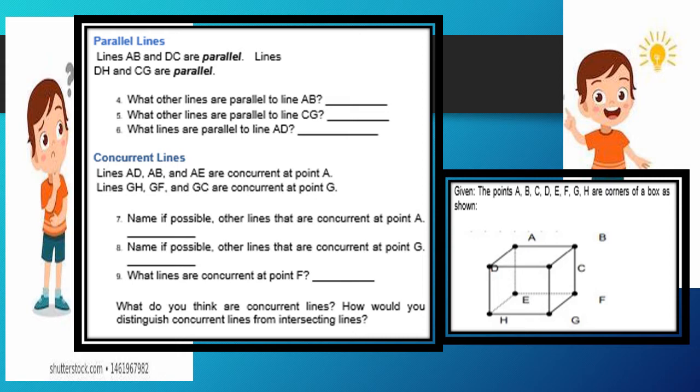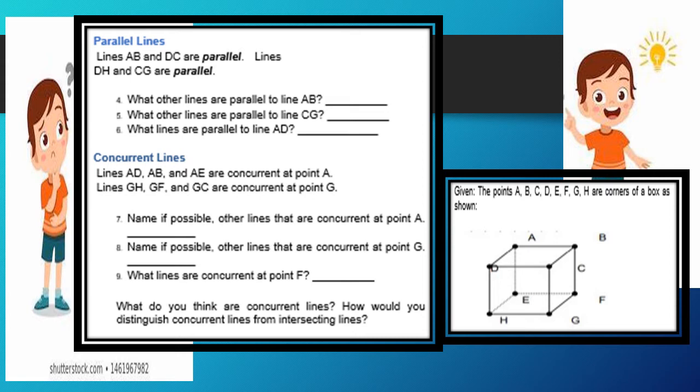We can also have DA, EA, BA. Now, let's proceed with number 8. Name, if possible, other lines that are concurrent at point G. We have EF, rather FG, then CG. We also have HG. Number 9, what lines are concurrent at point F? We have BF, GF.